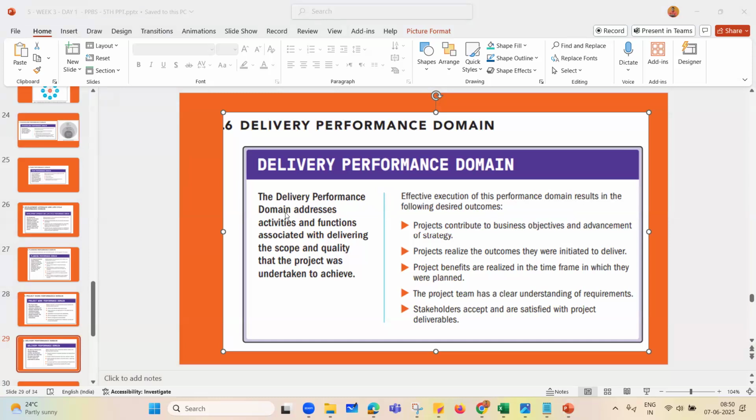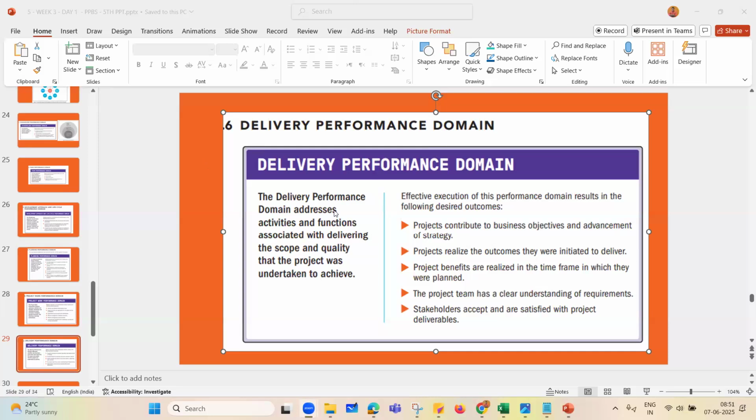Now, what it states here on the left side: the delivery performance domain addresses activities and functions associated with delivering the scope and quality that the project was undertaken to achieve. But when we have become quite smart and embrace agile, if you go to my LinkedIn today, you will see that I am quoting not about agile delivery but about living agile. Agile is not a software development approach. Agile is a way of living. Can you embrace that? Because agile teaches you a lot.